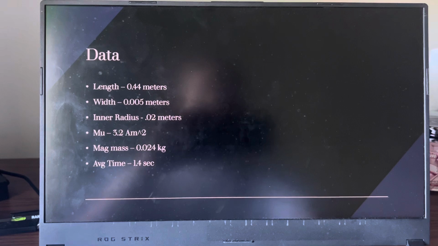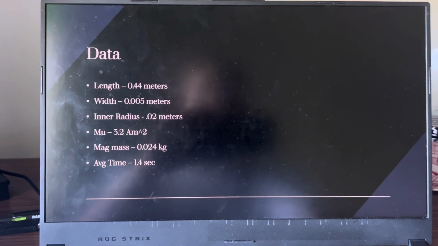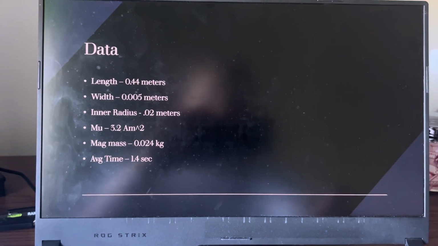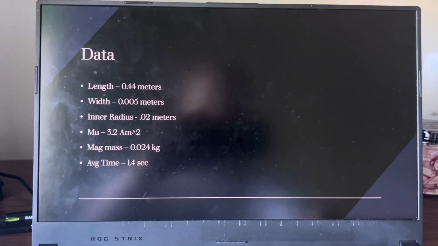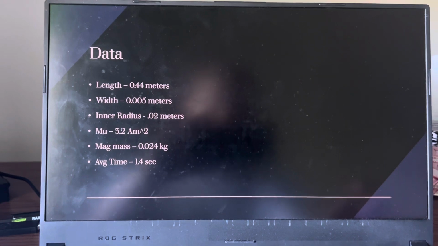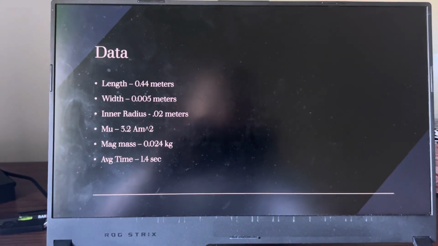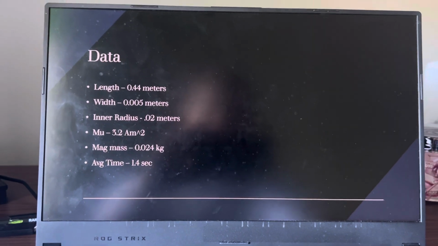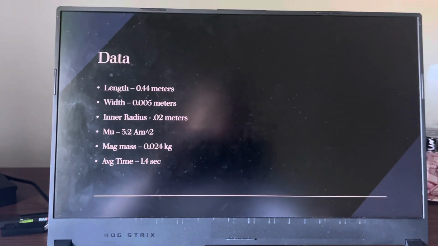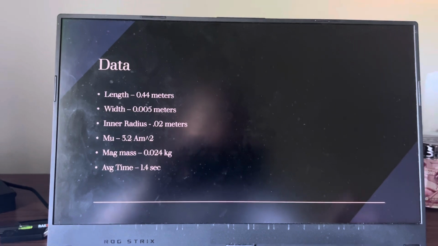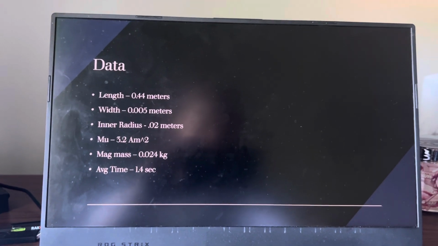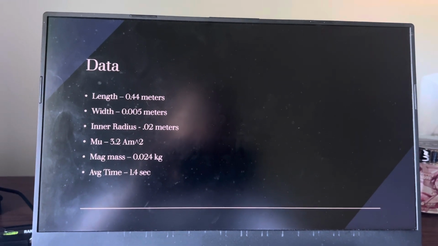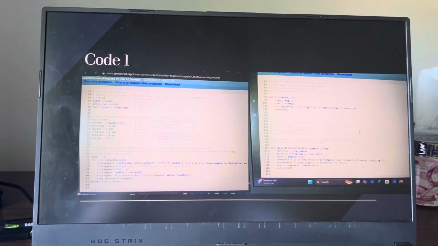The data that we observed was that the length of the aluminum roll was 0.44 meters, and the width of the aluminum was 0.005 meters, with the inner radius of the tubing being 0.02 meters. The magnetism of our magnet being 3.2 A·m², and the mass of our magnet being 0.024 kilograms. After performing 3 to 5 drops, an average time for it to fall through the tube is about 1.4 seconds.